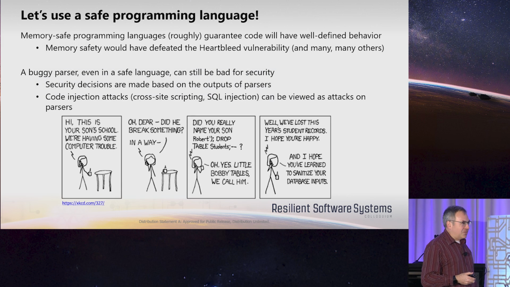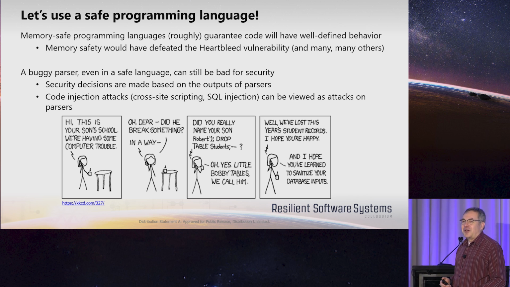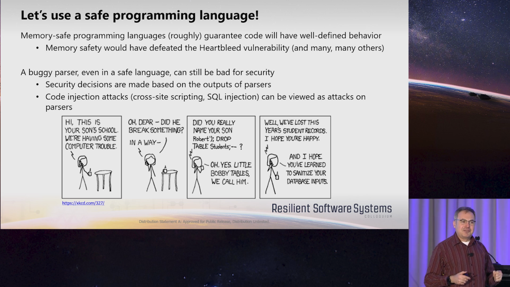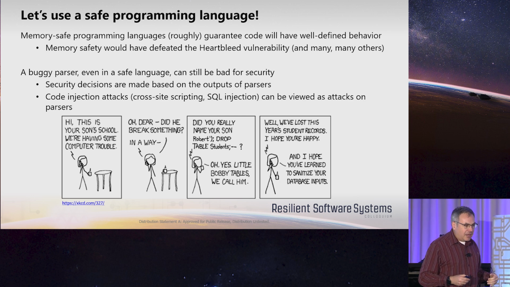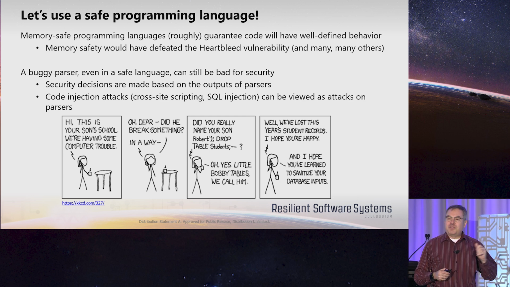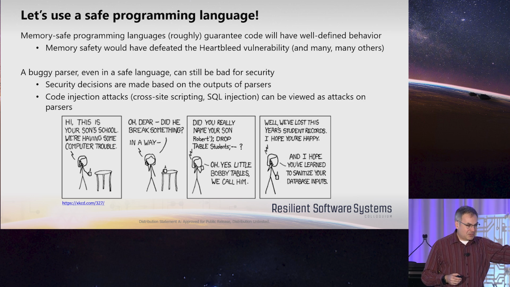Okay, so you might say, let's use a safe programming language. That'll solve all of our problems. We're going to rewrite it in Rust. Yeah, which I support, by the way. It would have solved the Heartbleed vulnerability. It would have fixed many of these bugs.